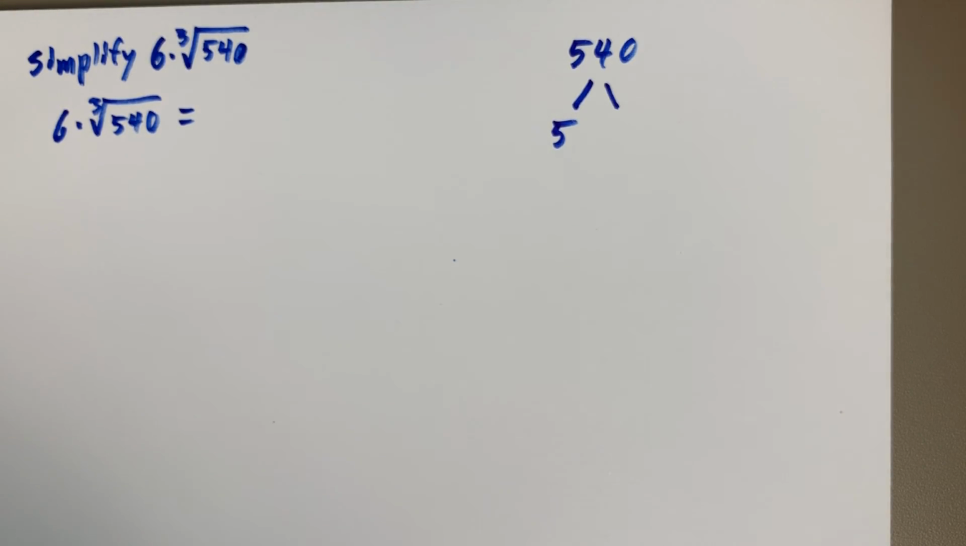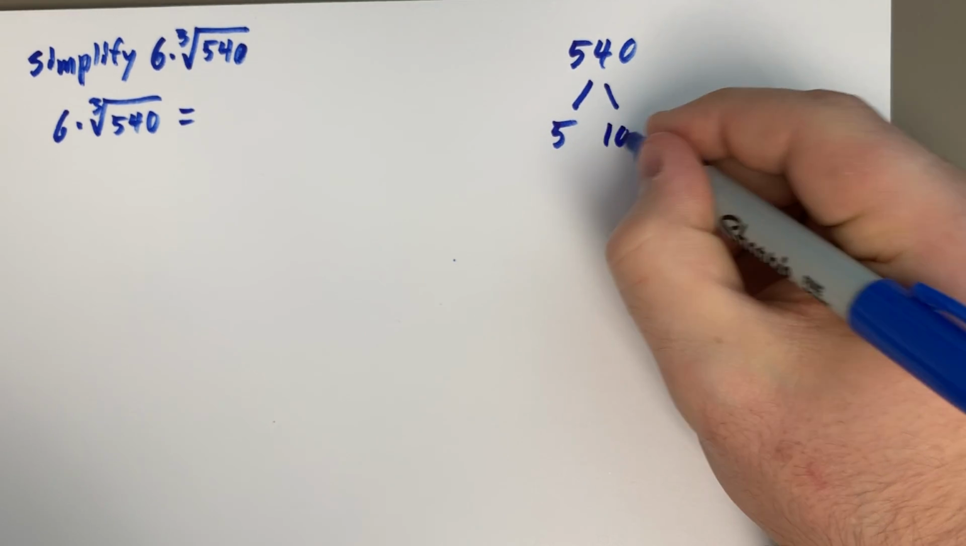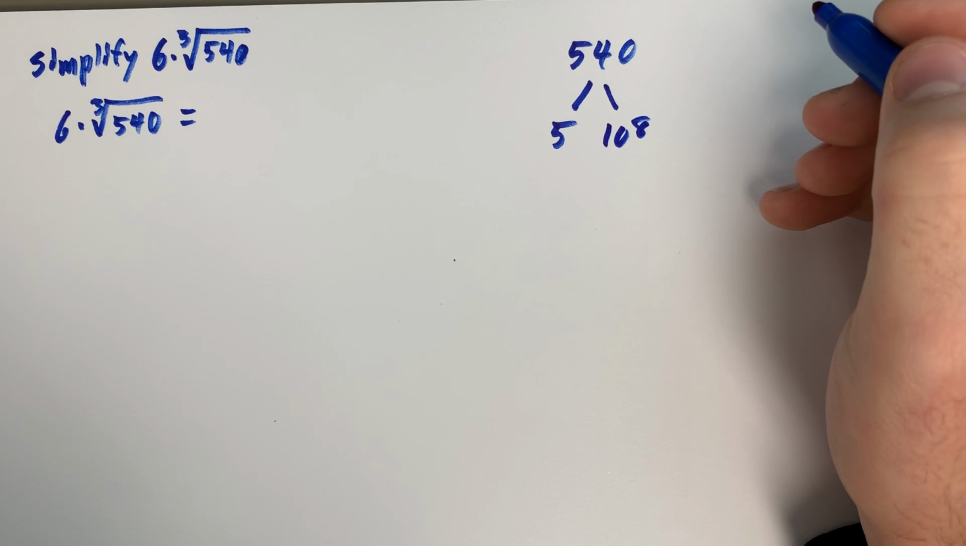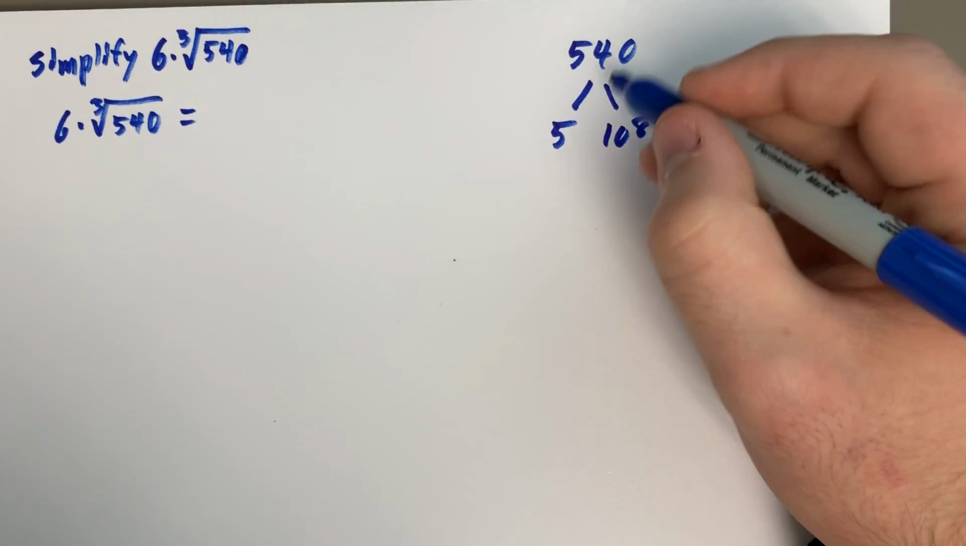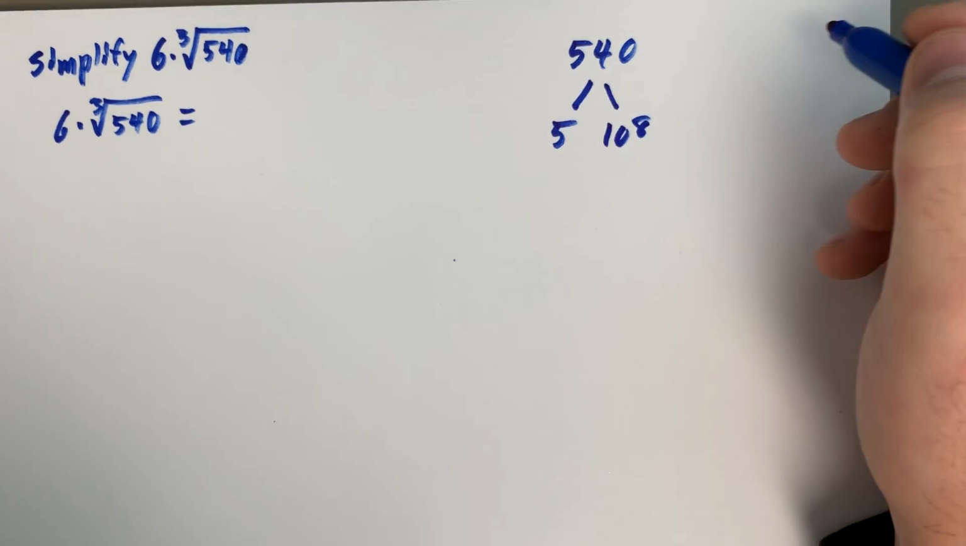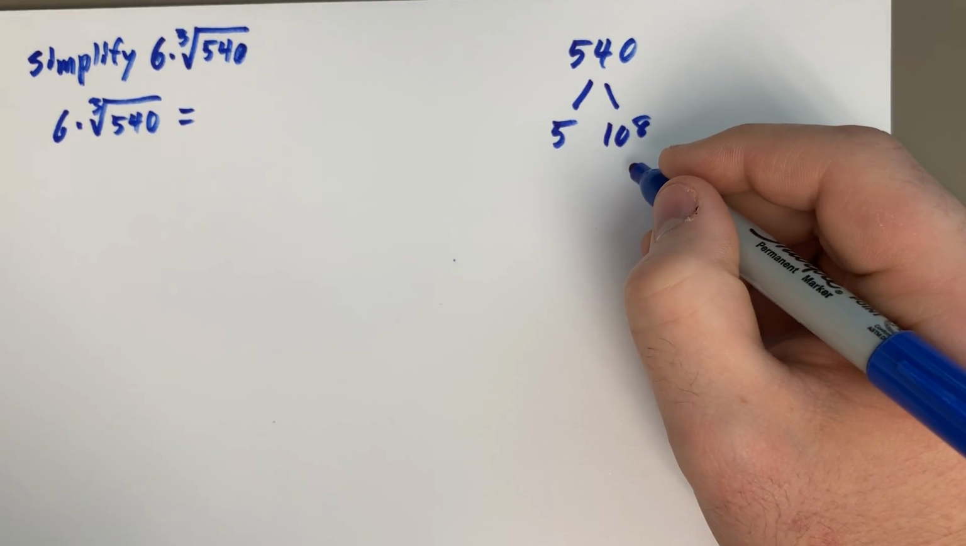That gives us 108. So that's one of the things you're going to have to do on occasion. When you have big numbers and you know that, hey, at least 5 divides it, plug it into your calculator. Take 540 divided by 5. So that gave me 108.